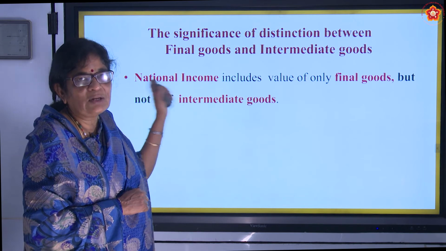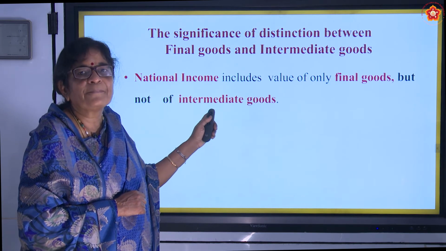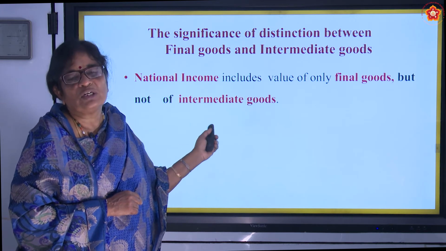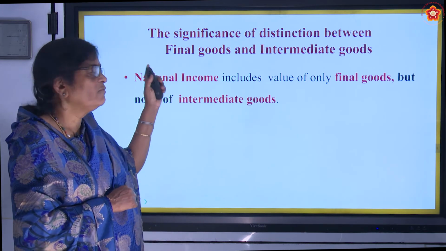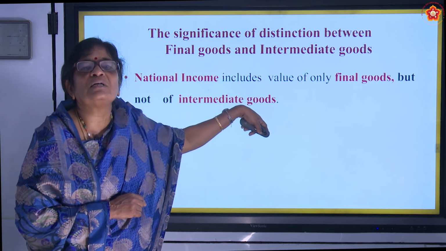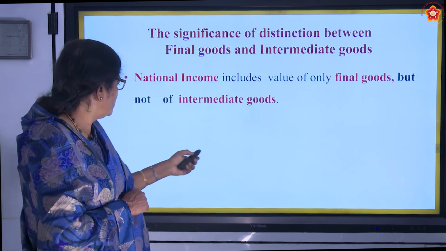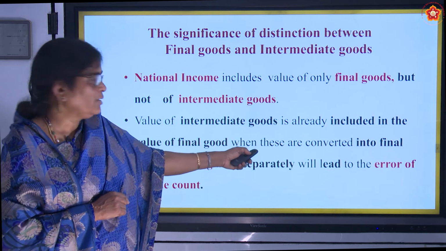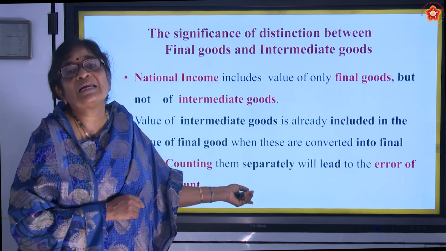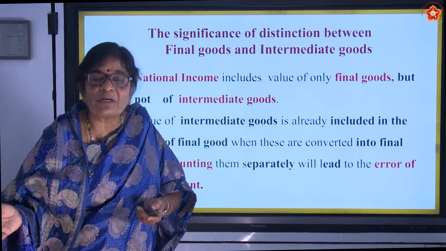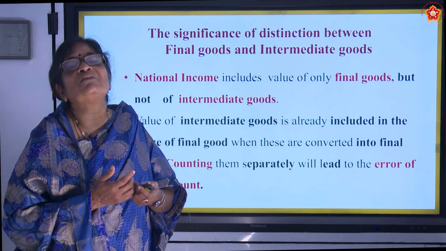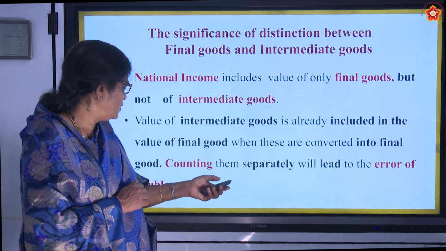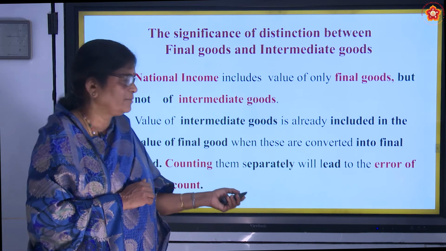Therefore, for the calculation of national income, only final goods are taken into consideration, not intermediate goods. It should be very clear, because the value of intermediate goods is already included in the value of final goods. Therefore, when we include final goods separately and intermediate goods separately, we exaggerate the value of the national income. Therefore, it is wrong. It is called the double counting error.